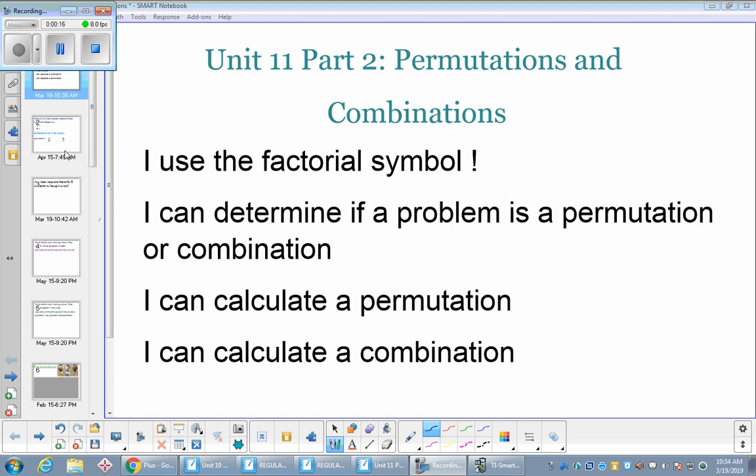So take notes as you go so that you have some examples to refer back to and just do your best. So you're going to learn a new symbol, which is the exclamation point. You're also going to learn what the difference between a permutation and combination is, and then you're going to be able to calculate them both by hand and with your calculator.